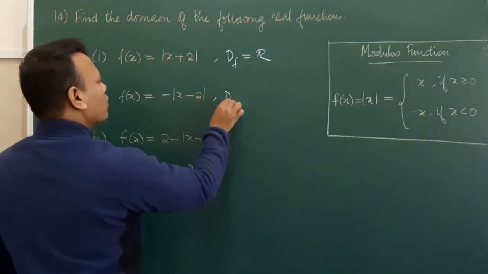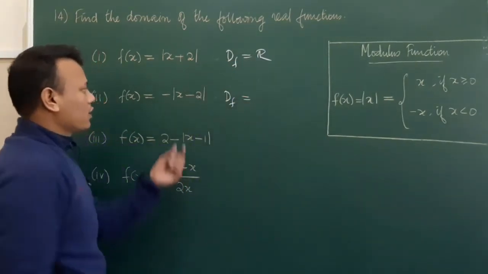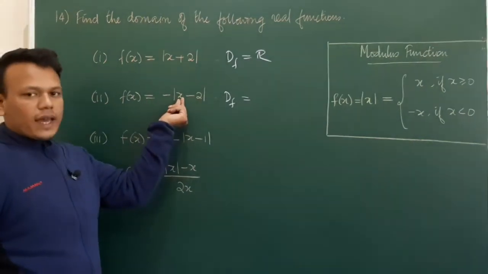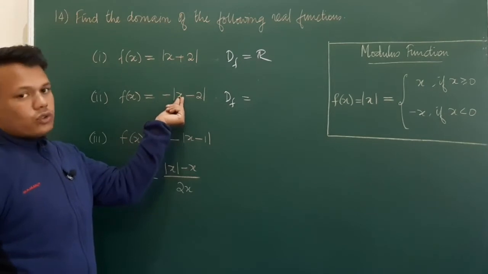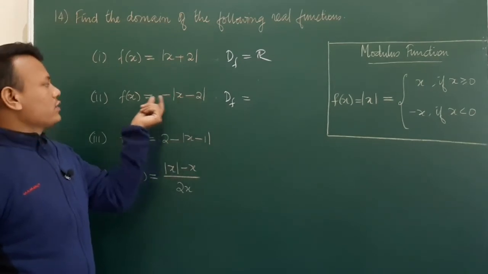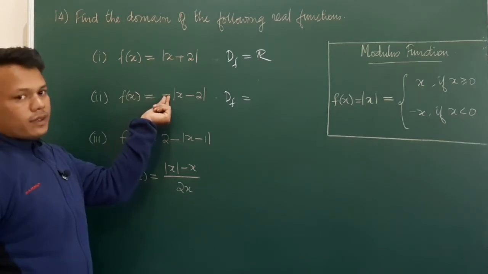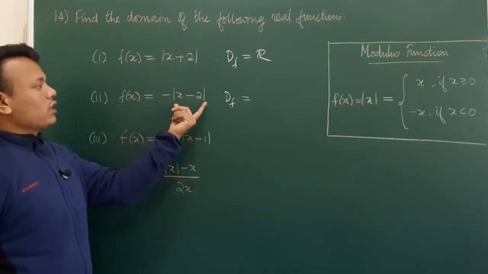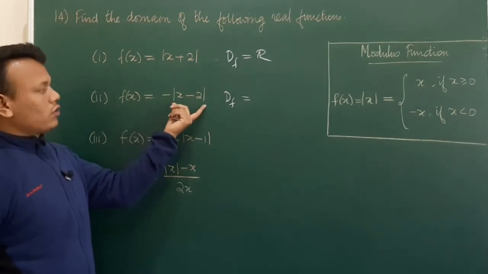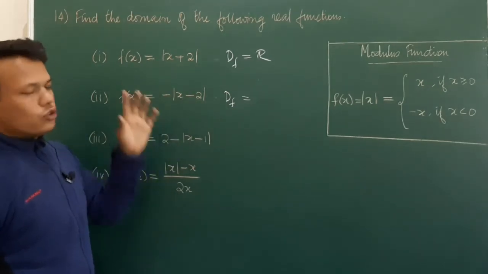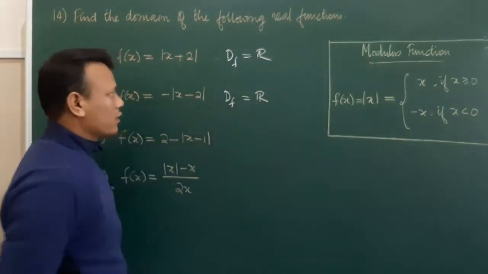Similarly, here my domain will be, again, if I choose any value, since I don't have a fraction here, if I choose any value for x, I will always get the value of the function to be a negative number, because there is a negative sign outside the modulus. This is always going to be positive, so we have a negative outside. So this is also always going to be negative. So I can choose any value for x. So my domain will be R here again.